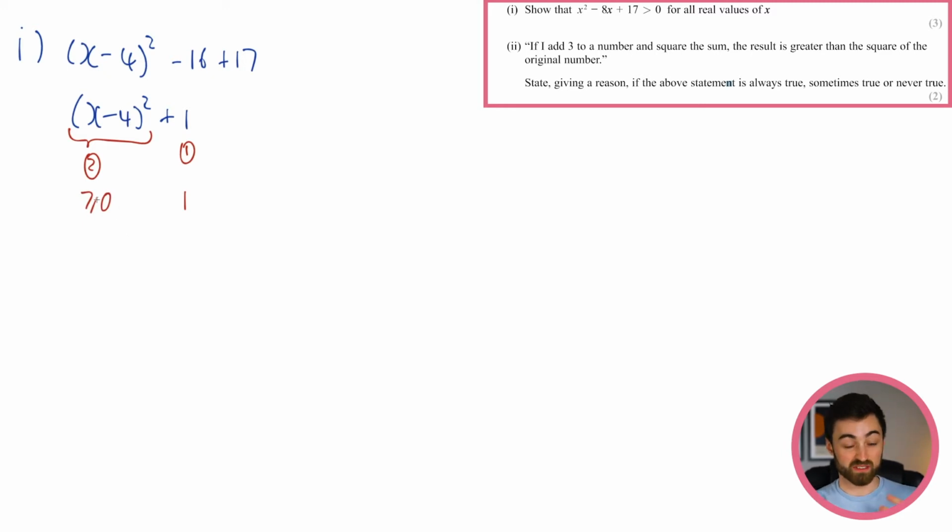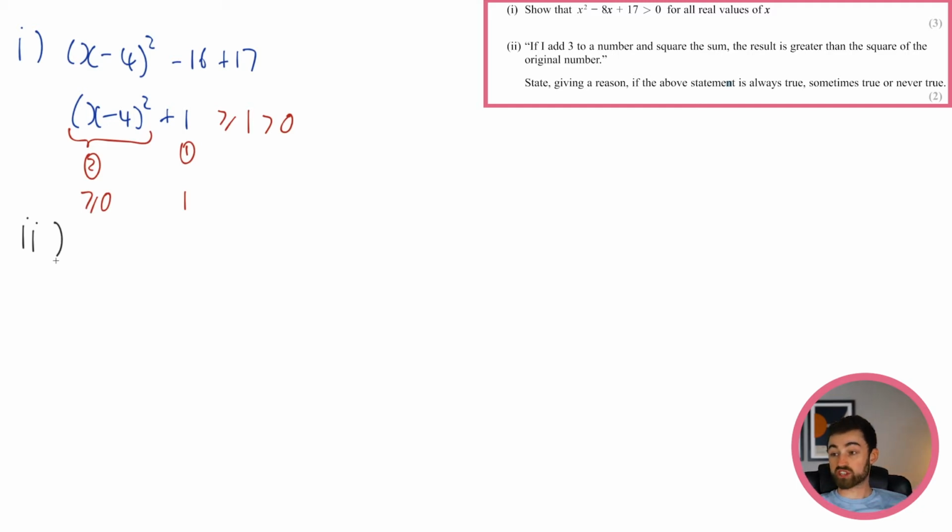So basically, no matter what x is, I've got something that has to be greater than or equal to 0. Add something that's 1, and this whole thing has to be greater than or equal to 1. And clearly 1 is greater than 0, so I've shown it. There is no real value of x that you can put in here that makes this thing less than 0. Sick.